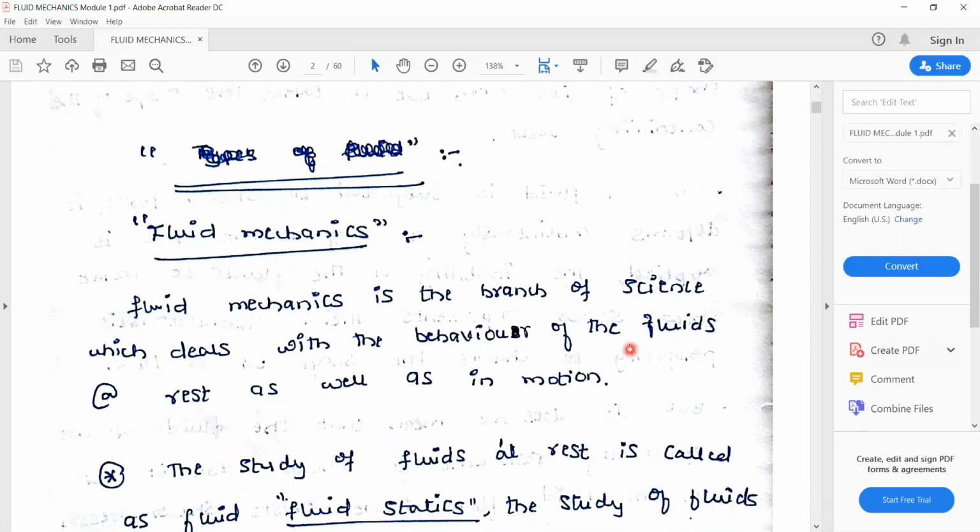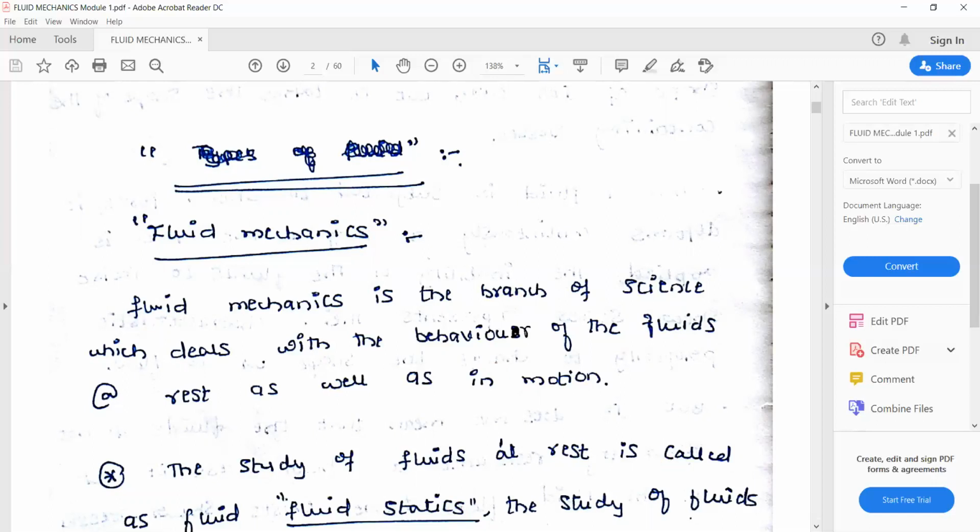That means in fluid mechanics there are different branches. One is fluid statics, one more is fluid kinematics, and one more is fluid dynamics. In fluid mechanics, we are going to study the behavior of the fluid. For example, when the fluid is flowing, how will it behave, what is the velocity, what is the acceleration, what is the pressure, what is the density. Then when the fluid is at rest, what is the pressure. All that we are going to study in fluid mechanics. This is the definition: fluid mechanics is the branch of science which deals with the behavior of the fluid at rest as well as in motion.